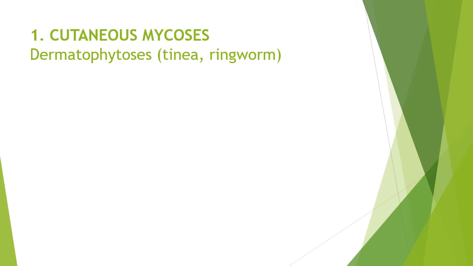So this does not mean it's a worm infection, but it forms a ringworm or a ring structure, and that's why we call it ringworm. This type of infection is a chronic infection, which means that it stays on the skin for a very long time, and it occurs in very warm, humid areas of the body.